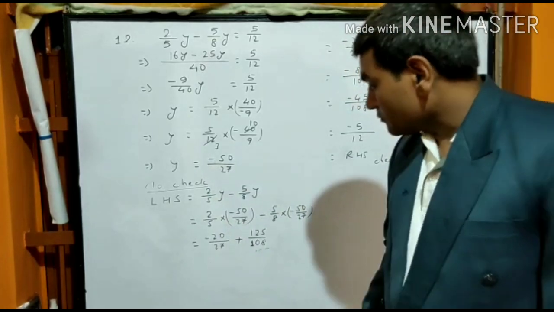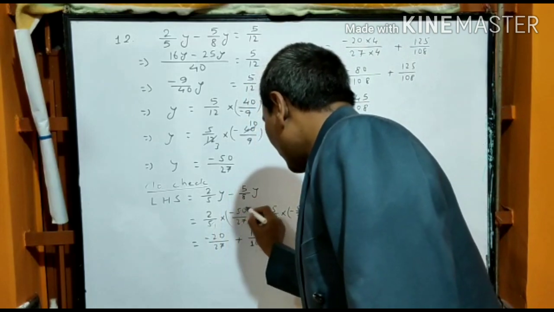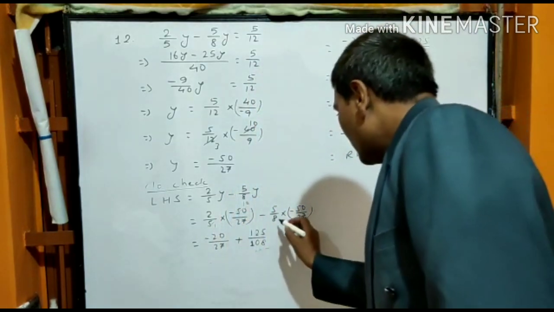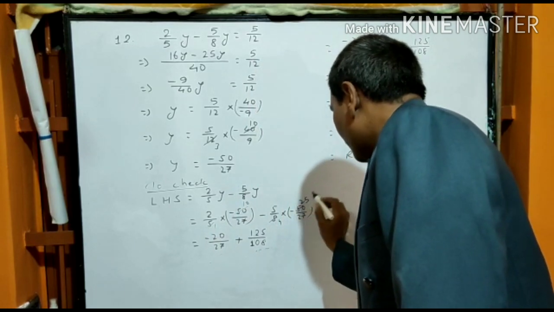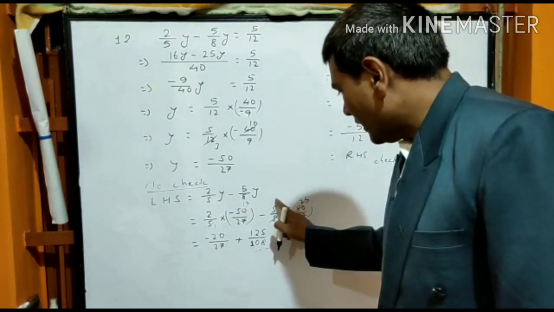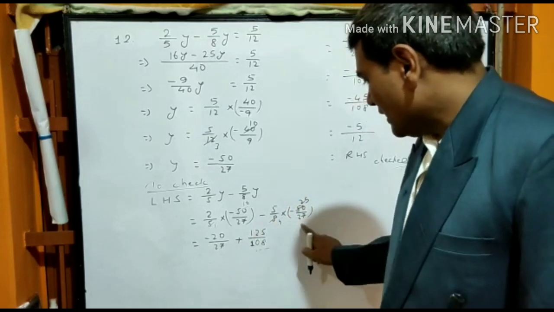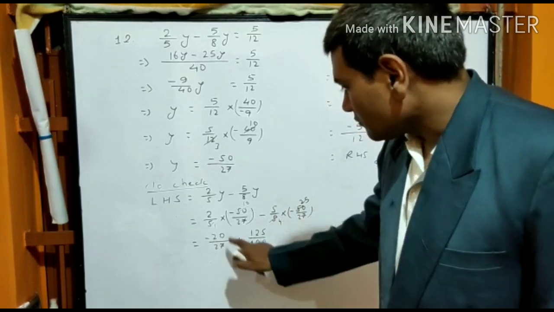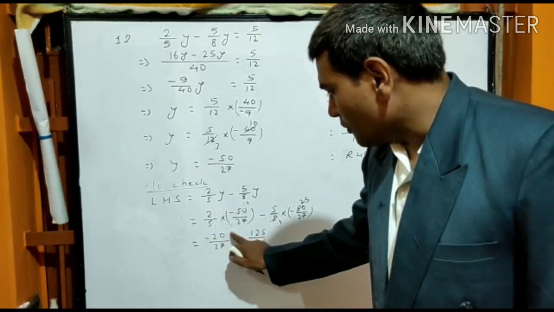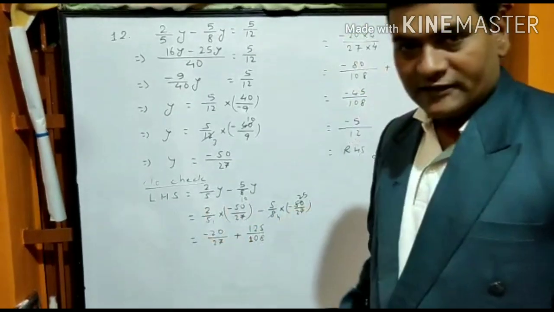Put it here. Now cancel. 5 1 ja and 5 10 ja. Here 2 4 ja and 2 25 ja. 25 into 5, it is 125. Minus into minus plus. 27 into 4, 108. Here 2 10 ja 20. 27 1 ja 27. Plus minus minus.